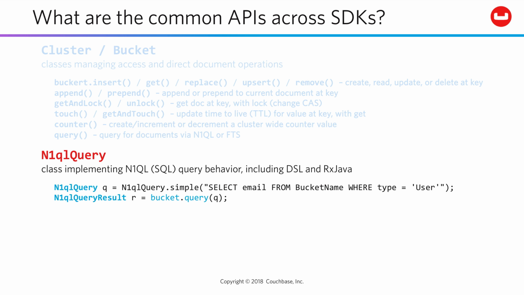N1QL queries can be assembled manually or via a domain-specific language available in our Java SDK. We also support reactive design patterns, including RxJava. As you'd expect, you'd build your query for either synchronous or asynchronous access. We handle both. Then handle the JSON it returns in the manner appropriate for whichever language you may be using.